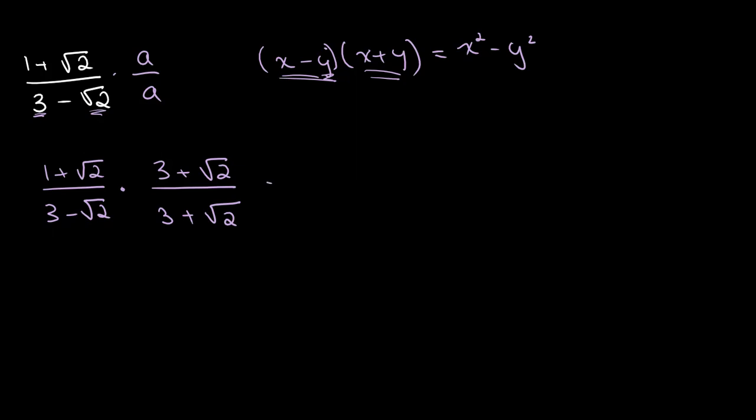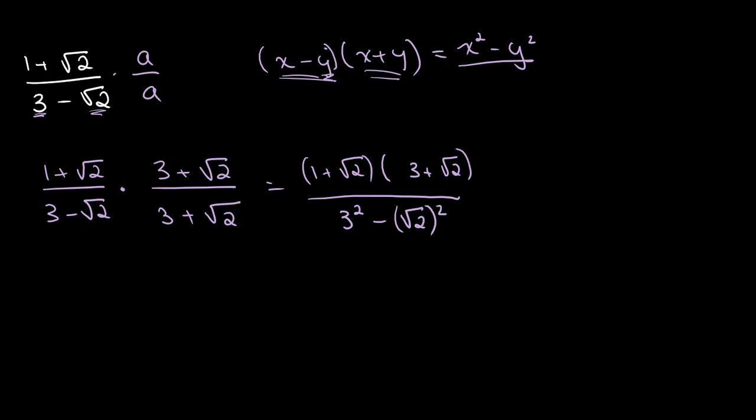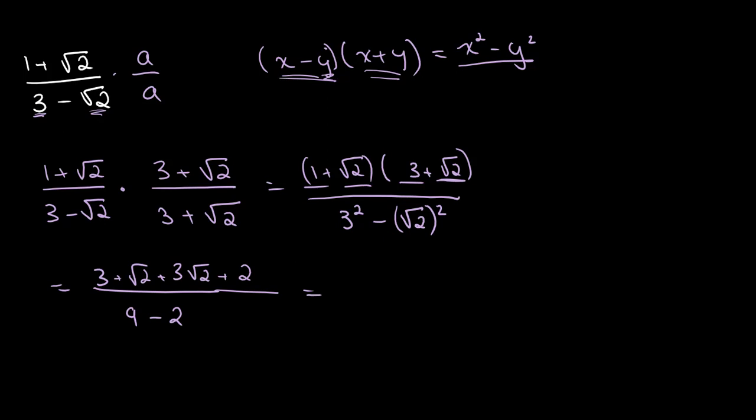From this we get 1 plus the square root of 2 times 3 plus the square root of 2, divided by, using this equation, 3 squared minus the square root of 2 squared, which is equal to, the bottom first because that's easier, 9 minus 2. On top we get 3 plus the square root of 2 plus 3 times the square root of 2, plus the square root of 2 times the square root of 2, which is equal to 2. Bringing these together we get 5, and bringing these two terms together we get 4 root 2, so plus 4 root 2 over 7.